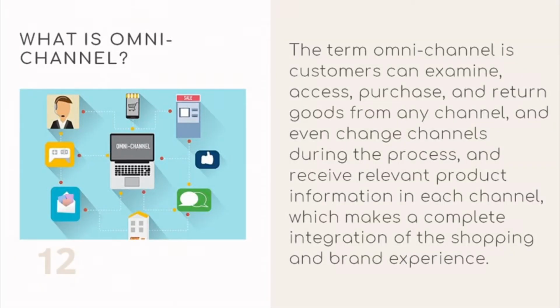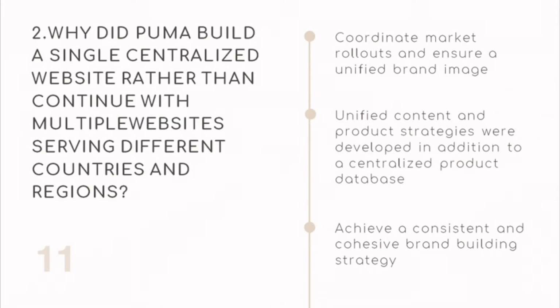The term omni-channel means that customers can examine, access, purchase, and return goods from any channel, and even change channel during the process, and receive relevant product information in each channel, which makes a complete integration of the shopping and brand experience. Therefore, a single centralized website helps Puma to coordinate market rollout and ensure a united brand image. A united content and product strategy was developed in addition to a centralized product database. It also helped Puma achieve a consistent and cohesive brand building strategy.